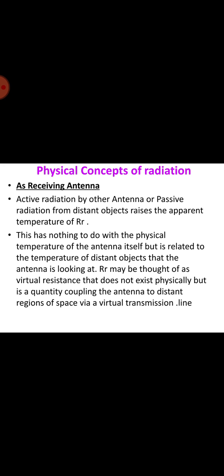As a receiving antenna, active radiation from other antennas and passive radiation from distant objects raise the apparent temperature of RR. This has nothing to do with the physical temperature of the antenna itself, but is related to the temperature of the distant objects that the antenna is looking at. RR may be thought of as a virtual resistance that doesn't exist physically, but is a quantity coupling the antenna to distant regions of space via a virtual transmission line. So this diagram shows the concept of radiation in the receiving mode. Thank you.